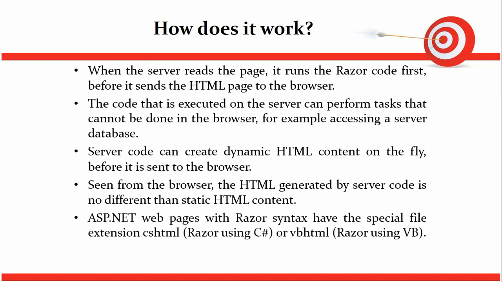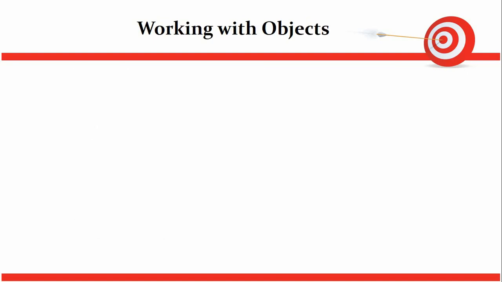Okay, they have the syntax and special file extension called .cshtml or .vbhtml. Razor using C#, Razor using VB. All right, so the programming language involved here is C# and VB only. The syntax by which you write your C# code is called Razor syntax. Okay, remember that. All right, how do you work with objects?